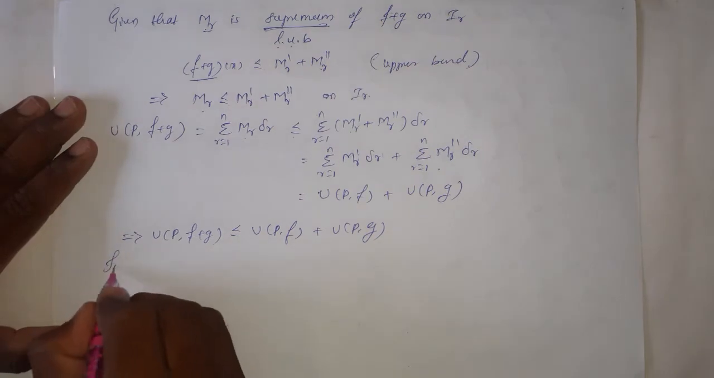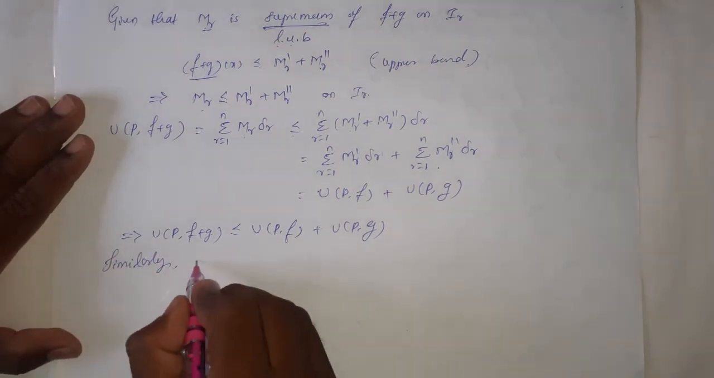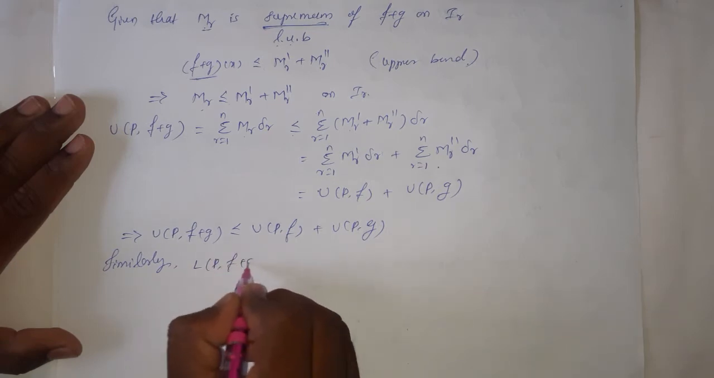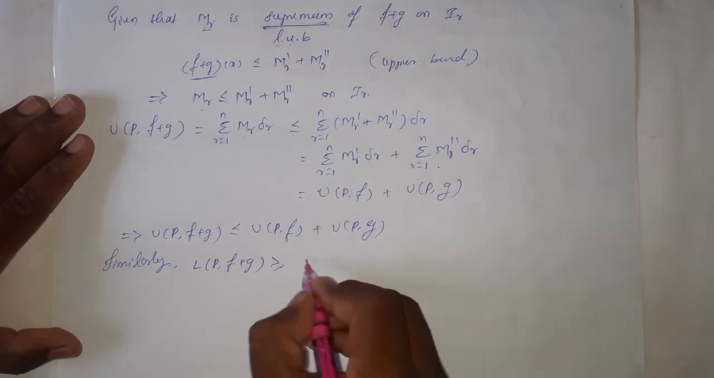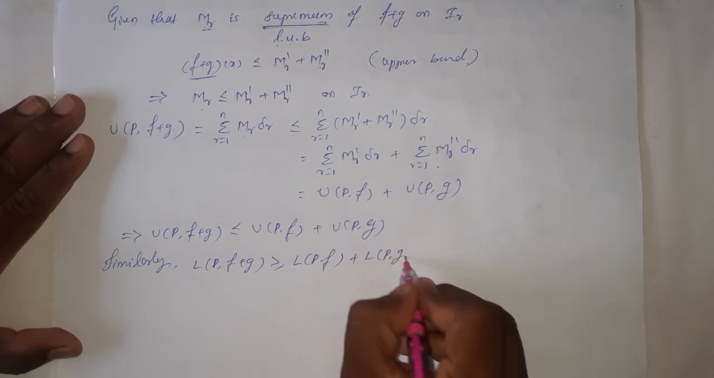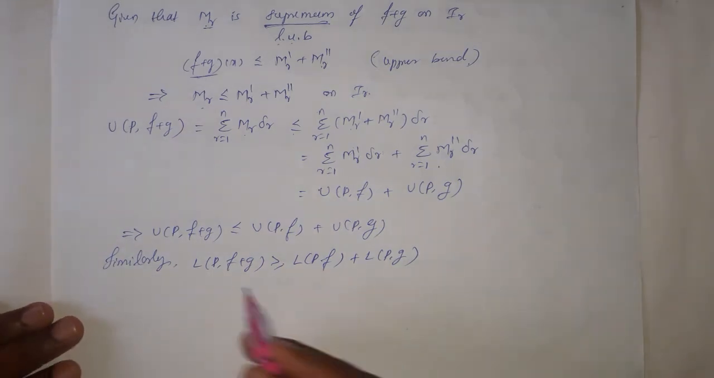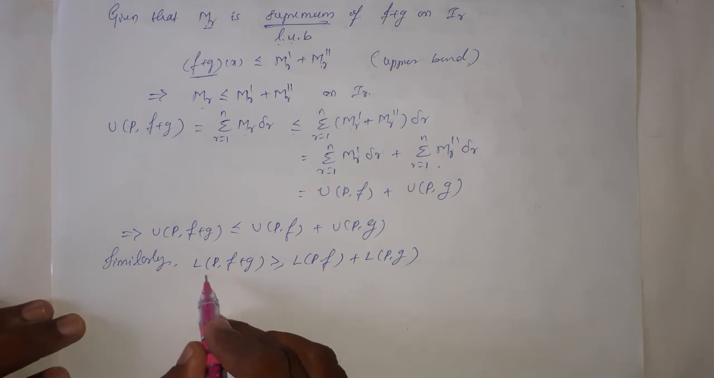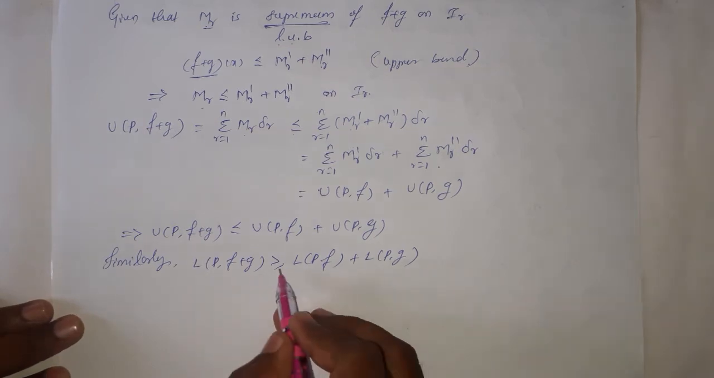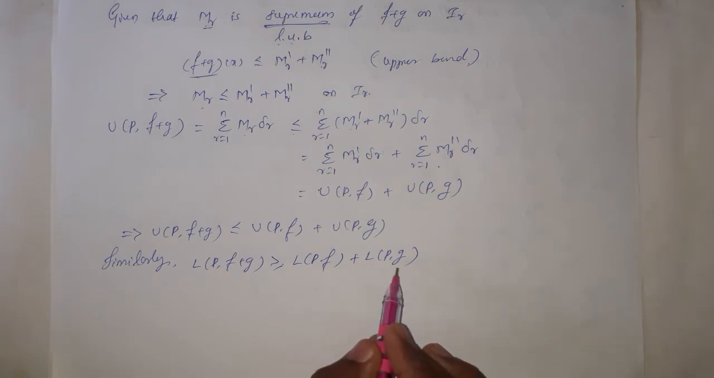Similarly, we can prove that LP f plus g is greater than or equal to LPf plus LPg. So, it is the inequality for the lower Riemann sum of the function f plus g. Therefore, the lower Riemann sum of the function f plus g is always greater than or equal to the lower Riemann sum of the function f plus the lower Riemann sum of the function g.